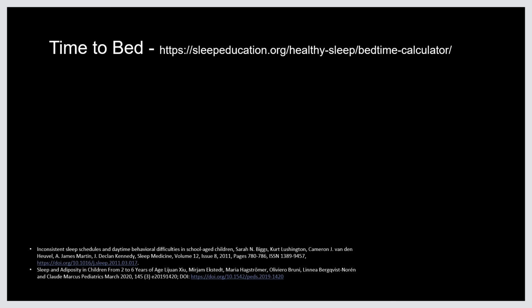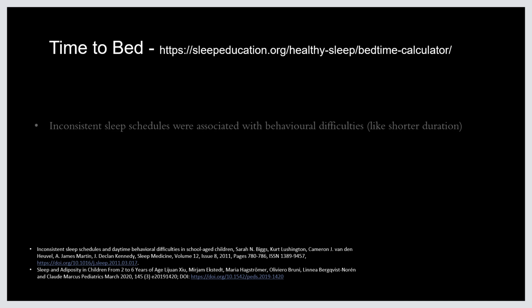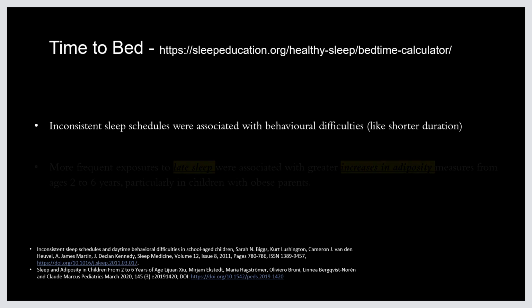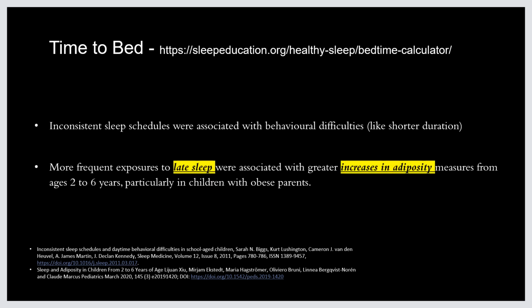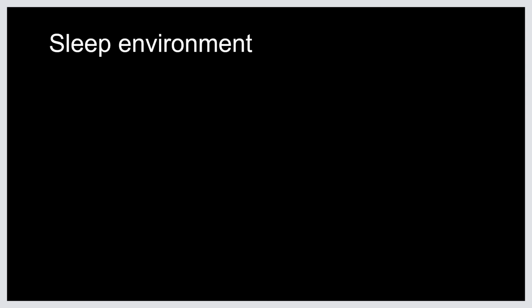What is the ideal time to bed? Everyone has their own timing to go in, but consistency is the most important thing we are going to advise. An inconsistent sleep schedule is actually a root cause of many of the behavioral difficulties because it leads to a shorter duration of sleep and also frequent wakings. More frequent exposures to late sleep have been correlated well to an increase in body weight or adiposity. So in fatter children, there is a possibility that in the history there can be a delayed sleep onset. What about sleep environment?